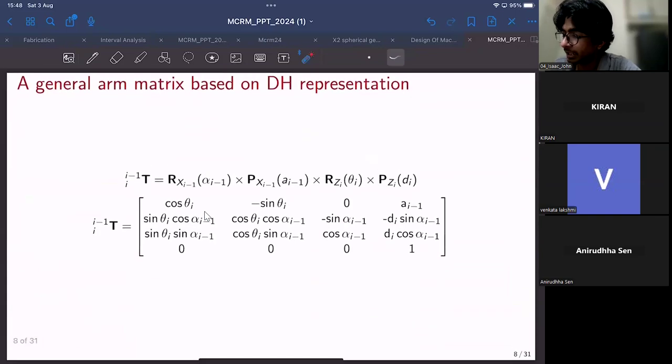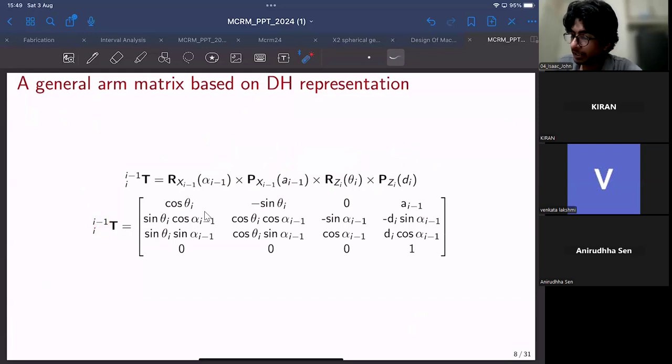So it can be represented as rotation about x(i-1), followed by translation along x(i-1), which is then followed by rotation about z(i), followed by translation along z(i). If you multiply each of these 4x4 individual transformation matrices, you will get the final transformation matrix like this, which is nothing but the homogeneous transformation matrix from the (i-1)th frame to the ith frame.